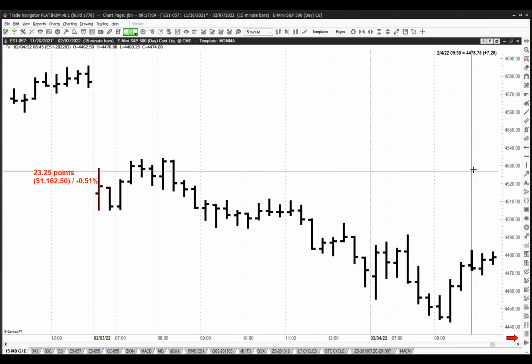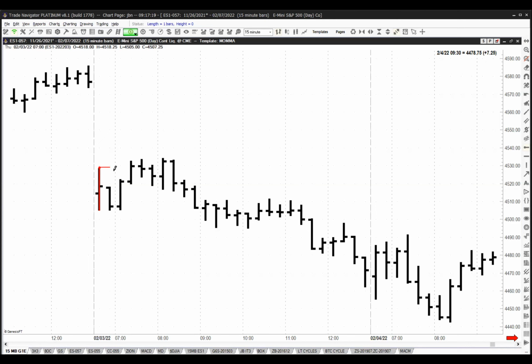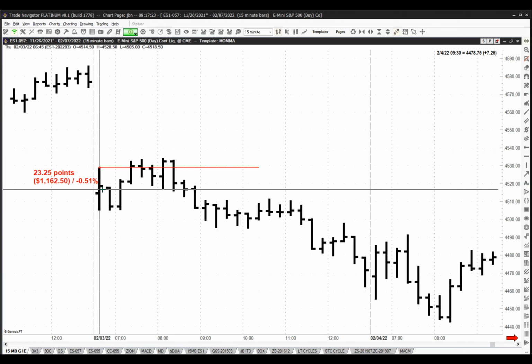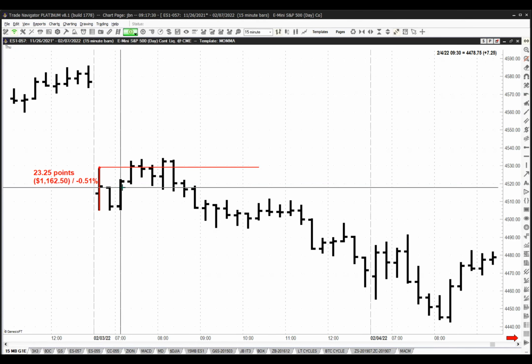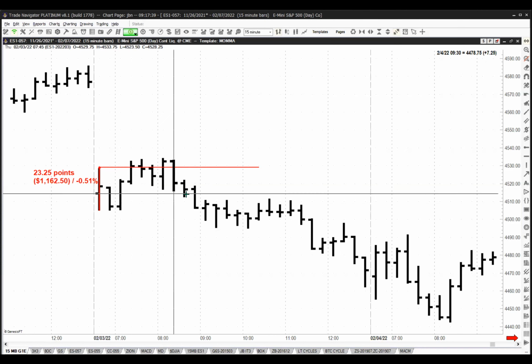So we're going to go to the first 15 minutes like so, right over here. Let's take a look. The high of this bar is 452850. The close here is 452975. Trigger. It does not hit the target. So what happens later in the day? I'll show you.